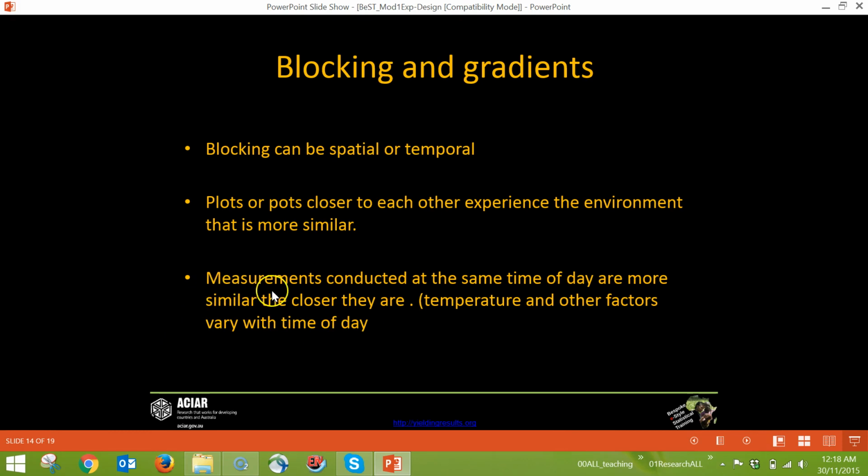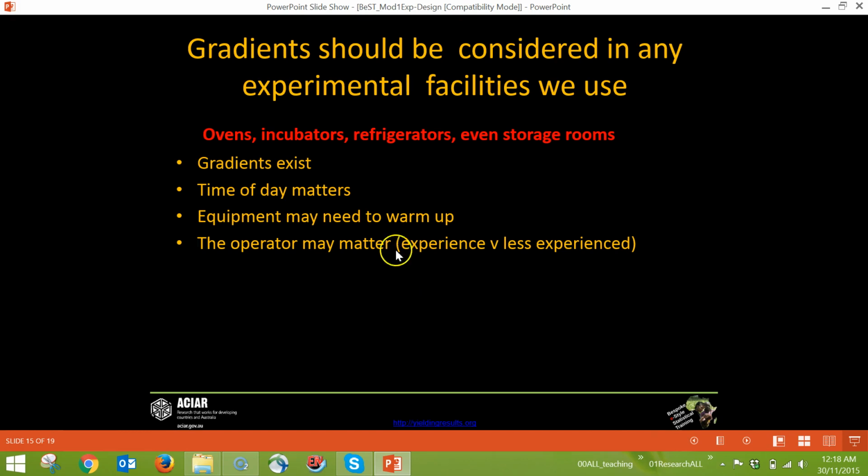Likewise, you can take measurements, and you might do an experiment where you use a time of day as a block, as those measurements that are taken closer together or by the same person might be more similar than those taken at different times of day, when we have temperature and other factors that vary throughout the day. And gradients should be considered in any experimental facilities we use. If we're using ovens, incubators, refrigerators, and even storage rooms, gradients often exist, and the gradient exists in such a way that you can block or you can accommodate this in your experiment.